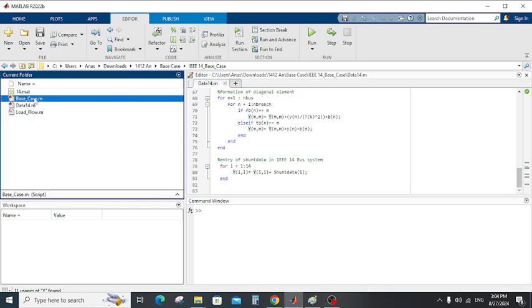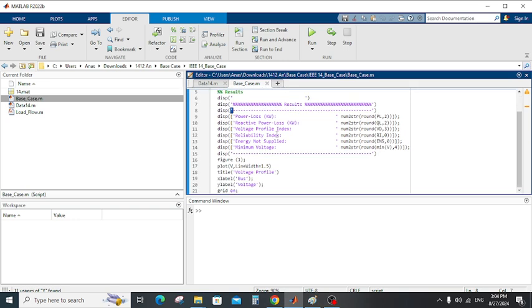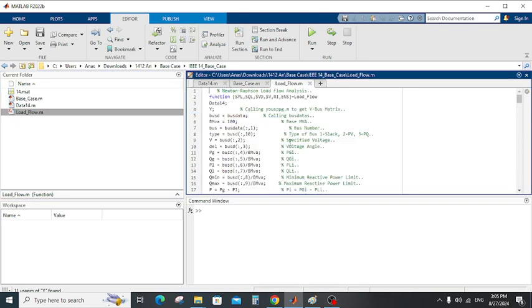And if you go to the base case, it is the same thing, it does two things. The first is the load flow program, and then it prints the result, the same results for all the programs: power loss, reactive power loss, voltage deviation, reliability, energy not supplied, and minimum voltage. And the last thing is to plot the voltage profile of each bus. If you go to the load flow program, the same thing. The output is power loss, reactive power, voltage deviation, voltage profile, reliability index, and energy not supplied.